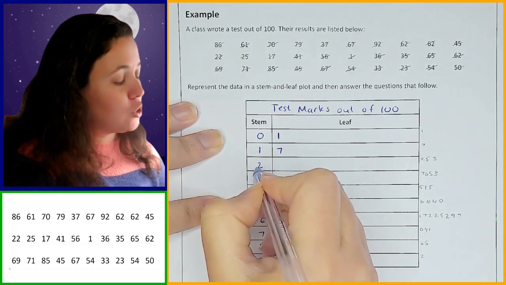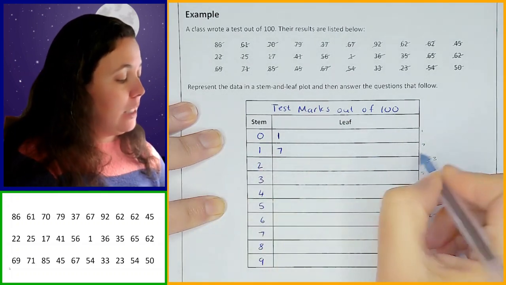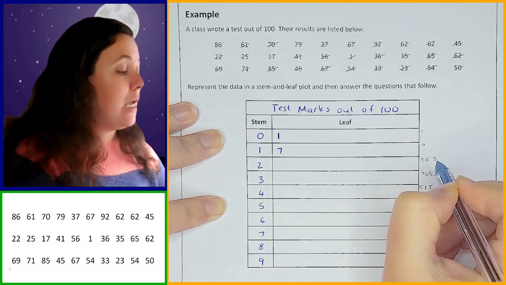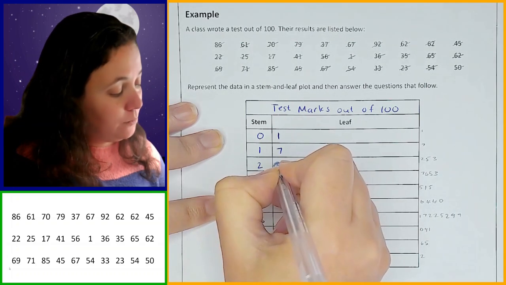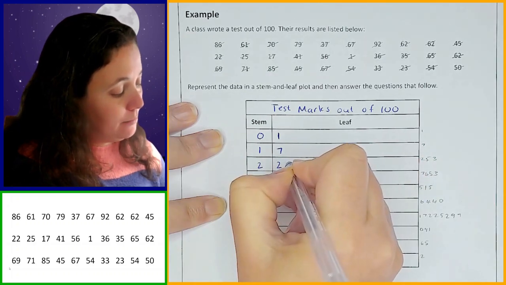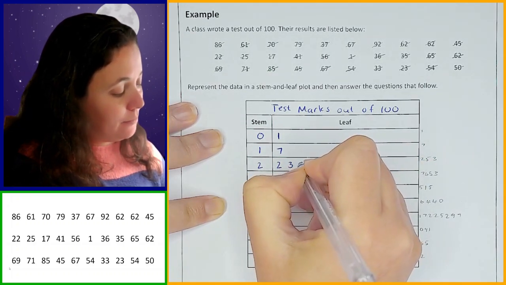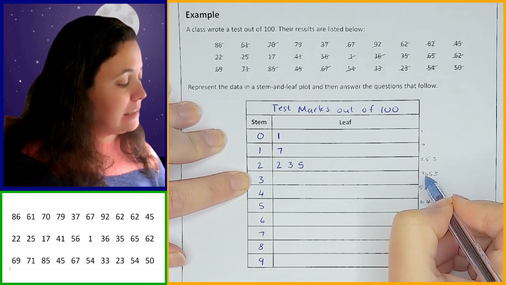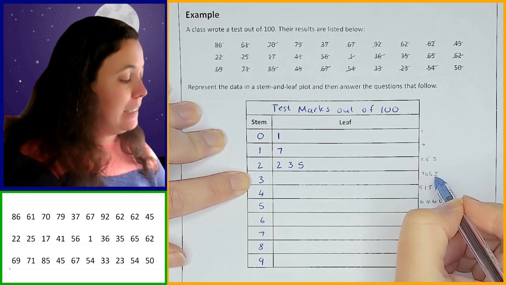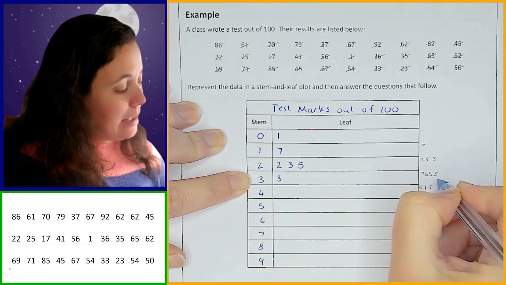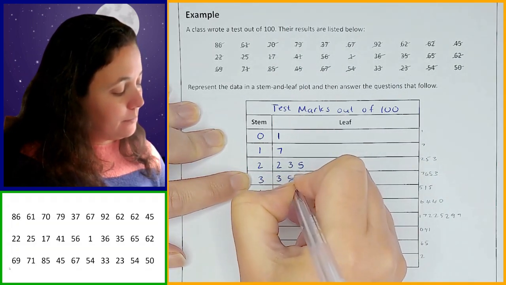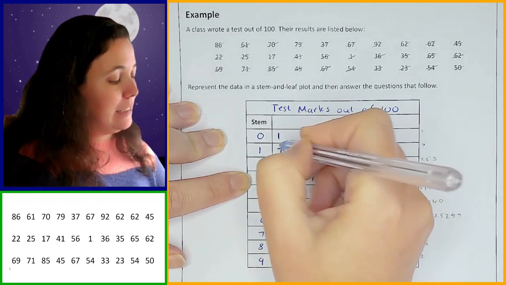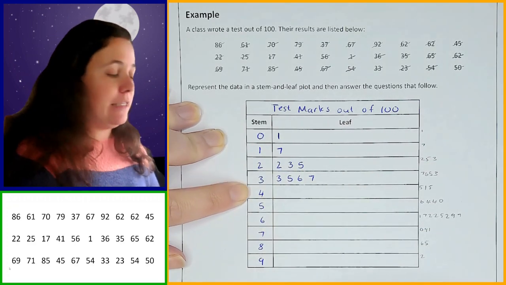Then over here, I've got a 7, also it's the only 1. Now in the 20s interval, I've got 2 and 5 and 3. So now I need to make sure I put those in ascending order. So first I have 2, then I have 3, and then I have 5. Right, now we go on to the 30s. Here I've got 7 and 6 and 5 and 3. So in ascending order, it's going to be 3, and then 5, and then 6, and then 7. Okay, and see, I'm doing them in columns like this underneath each other.